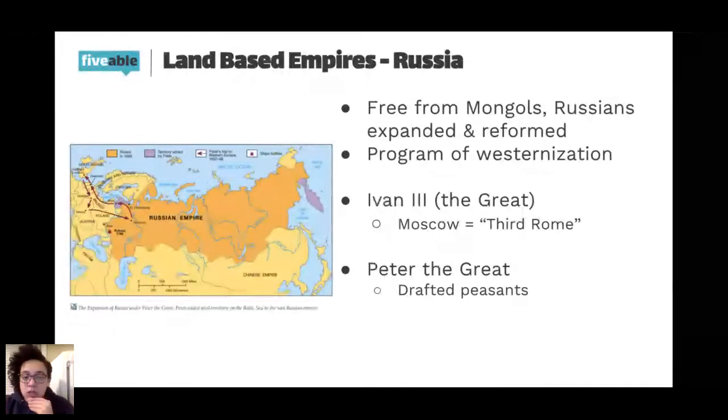Peter the Great is also a really interesting figure, really important to know. I've got to add some more points under him, but basically he drafts the peasants, and he builds St. Petersburg. Put some other things in the chat, things that you know about Peter the Great. He is westernizing. He traveled quite a bit around Europe, and when he comes back, he's like, we've got some work to do, we've got to do things like them.